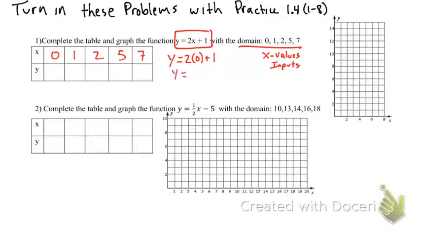Y equals, and then 2 times 0 is 0. 0 plus 1, we have y equal to 1. That is your first point. And what I mean by point, remember your points are your x value first, your y value second. So I can now plot this point onto this graph. So it's going to be 0, comma 1, which would be right here.